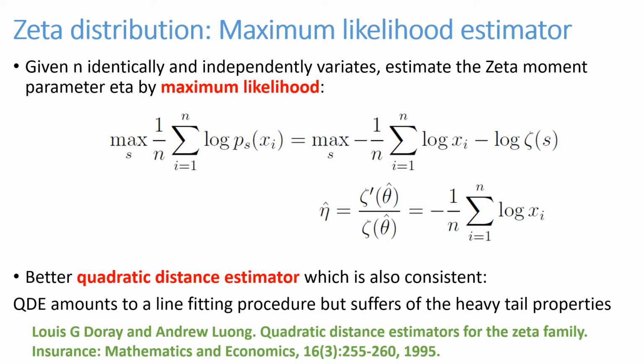The easiest approach is to do the line fitting in the log-log coordinates, as we showed previously. This is called the quadratic distance estimator. It is shown to be efficient but suffers from the heavy tail property of the power law of zeta distributions.